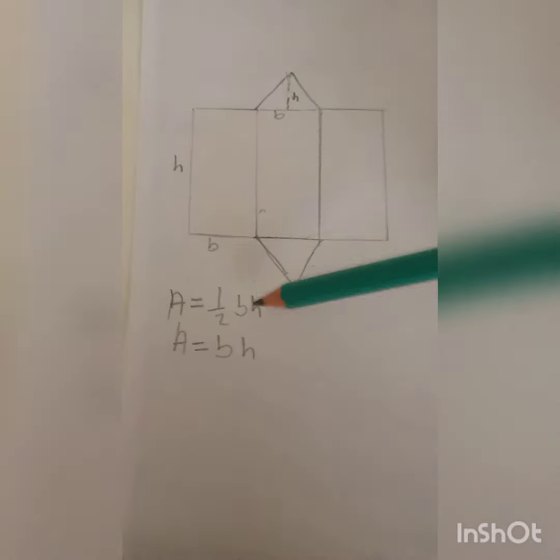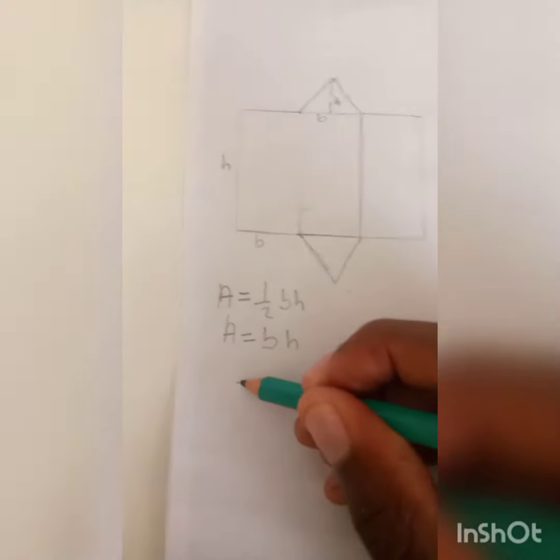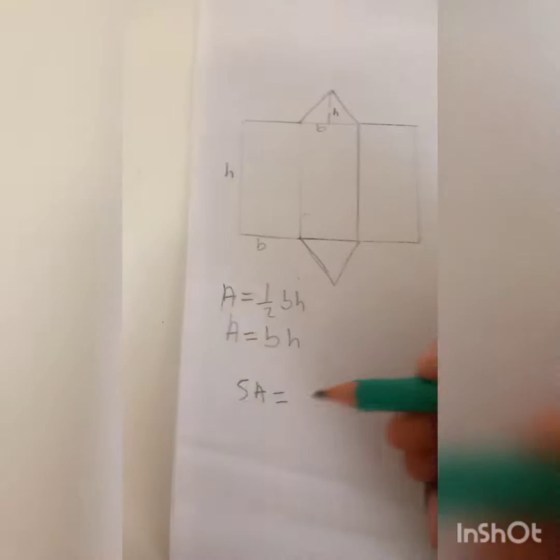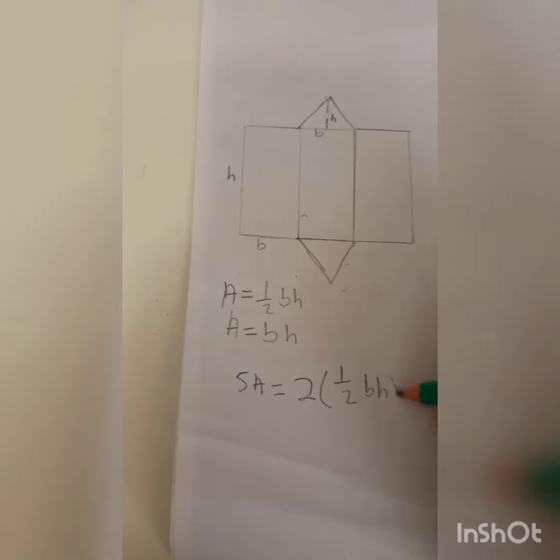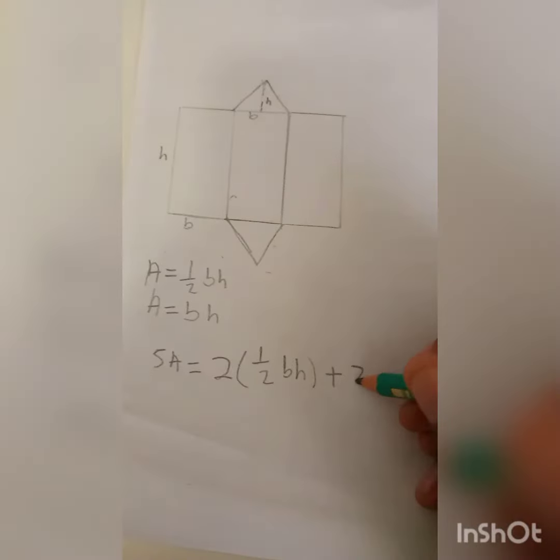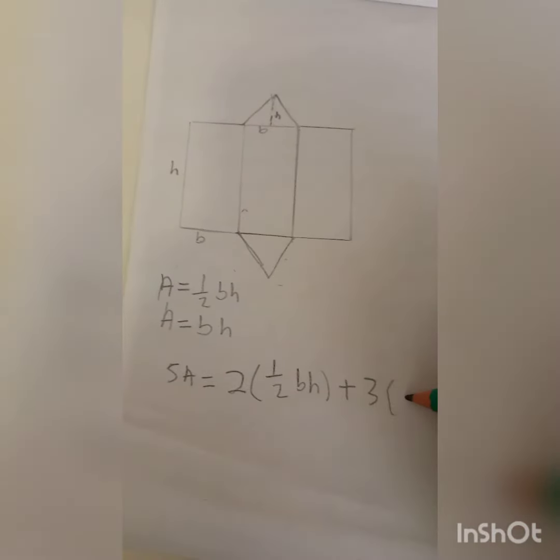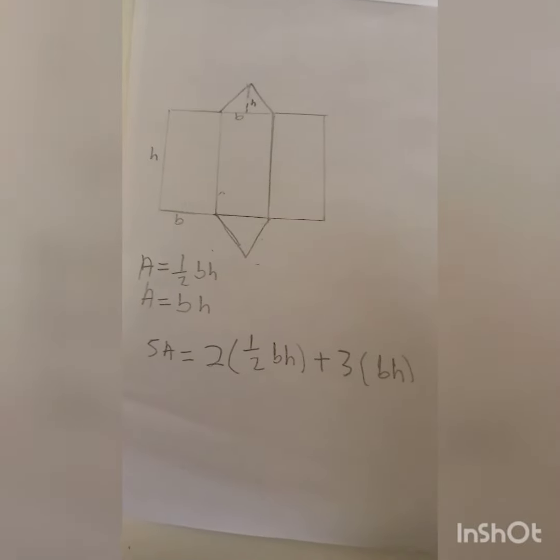Because we have two triangles, and they are equal, therefore the surface area will be two triangles multiplied by half base times height, plus the three rectangles, which are equal, multiplied by the base times height. So this is the surface area of a triangular prism.